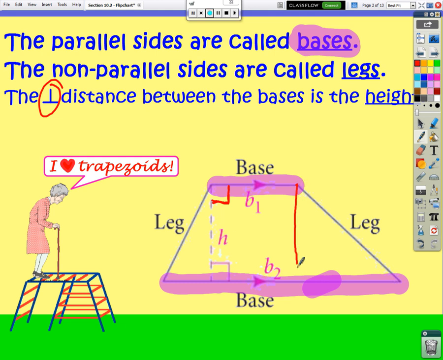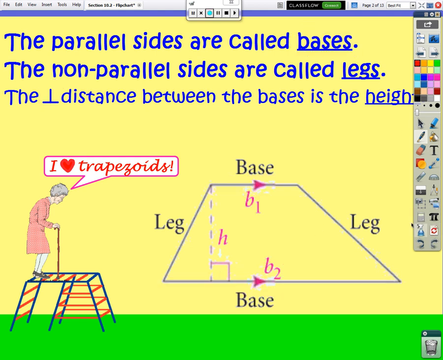I could draw in the height over here on the right side and draw in some 90-degree angles to touch both bases. But you could technically also draw the height in the middle. It doesn't have to be in the middle. It could be somewhere over here, as long as it is perpendicular to both bases. So bases, parallel sides, legs, not parallel sides. The perpendicular distance between the bases is our height.